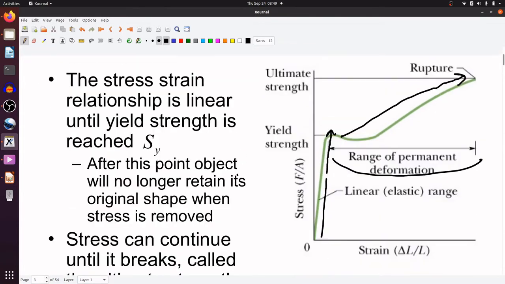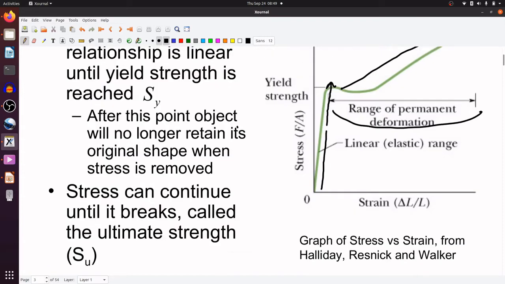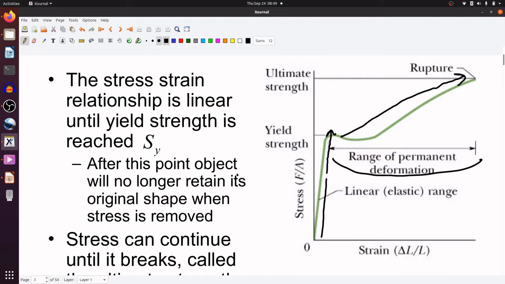And then that's kind of where I talked about how it hits the ultimate strength. And so this is a nice little stress versus strain curve.